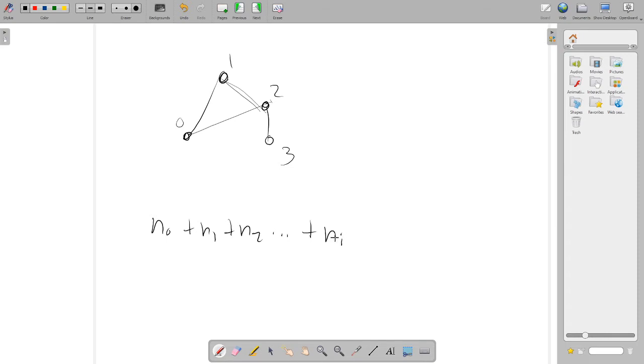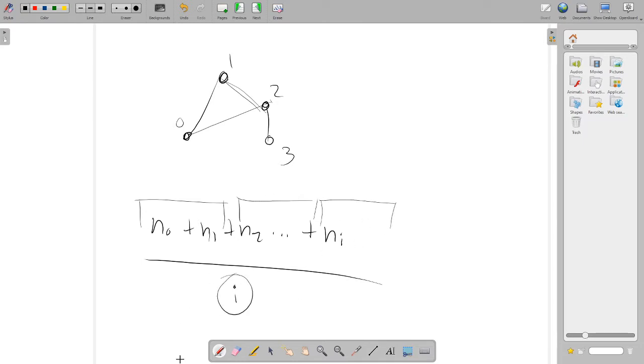plus n sub I, and then you divide by the amount of numbers that there are. So what I can do for parallelizing that is I can give, let's just say, processor 1 a couple numbers, processor 2 a couple numbers, processor 3 a couple numbers, and let them all add up. But the last step, the dividing by I, they can't all just do that by themselves, right?